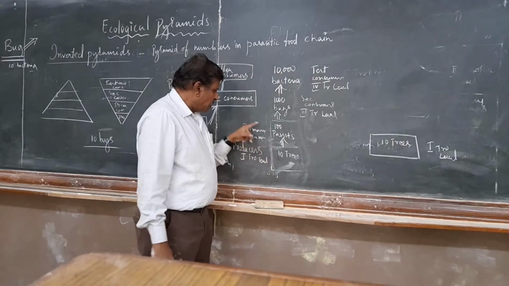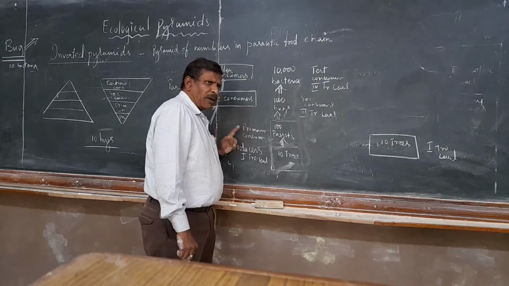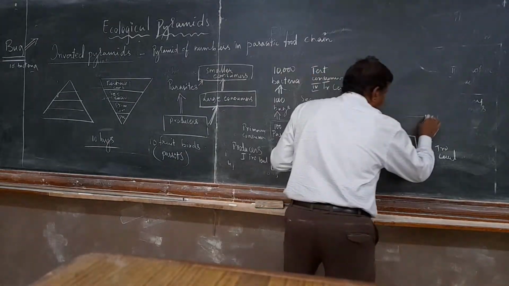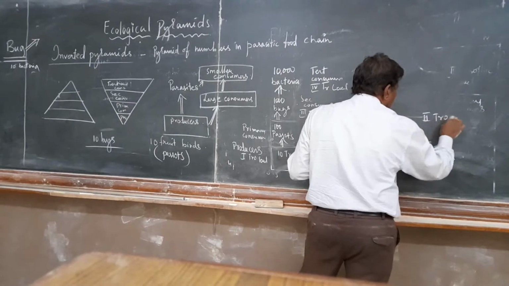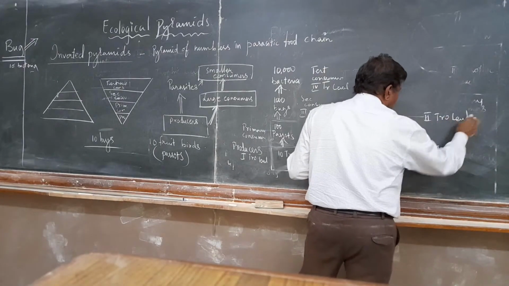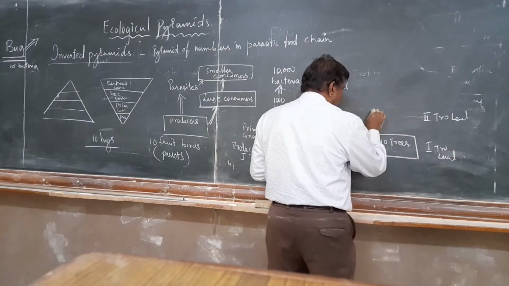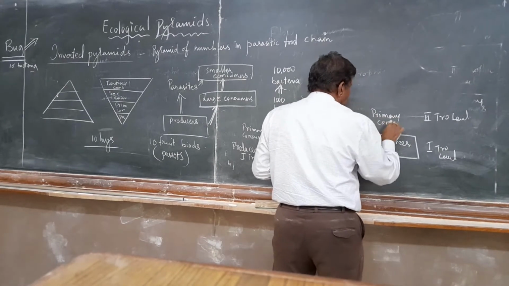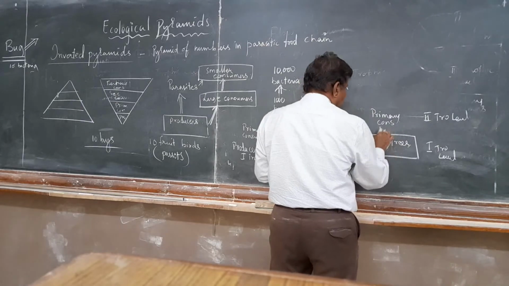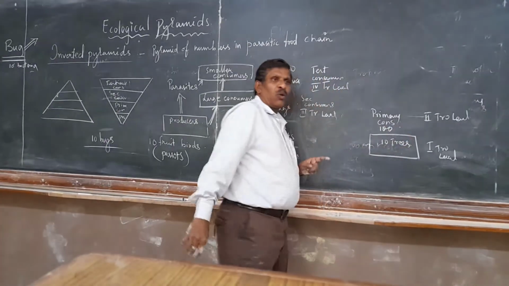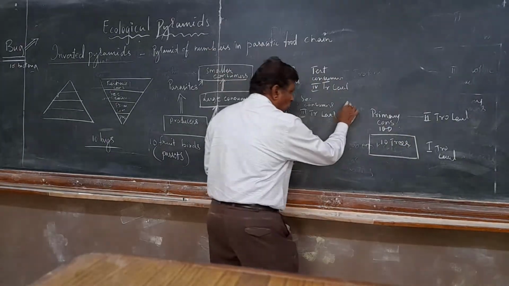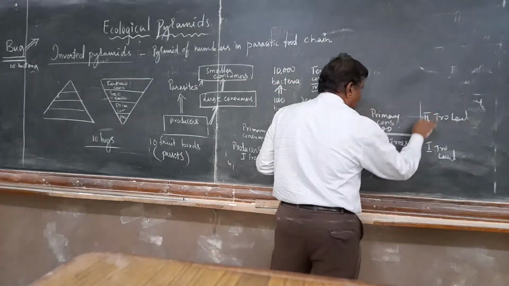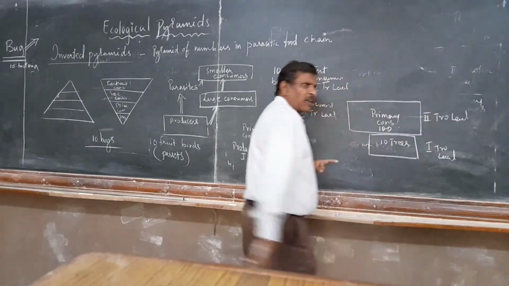In the next tier, second trophic level organisms come. What are the second trophic level organisms here? Second trophic level organisms are supposed to be the primary consumers. What is their number? Their number is 100. When their number is 100, you have to allot them more area. Based on the number, you are allotting the area here.